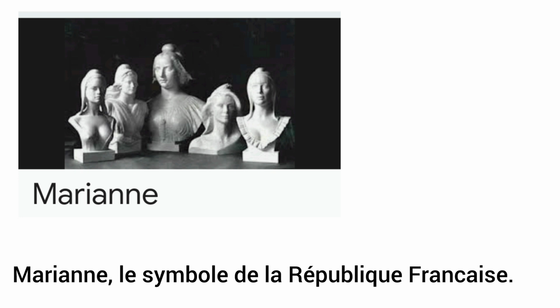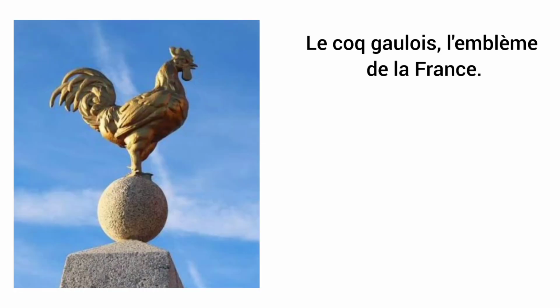The very first thing is Marianne. Here above I have put up the picture of Marianne. Marianne, le symbole de la République française, which means Marianne is the symbol of the French Republic. The next one is Le Coq Gallois. Here I have put up the picture of that. Le Coq Gallois, l'emblème de la France, which means Le Coq Gallois is the emblem of France.